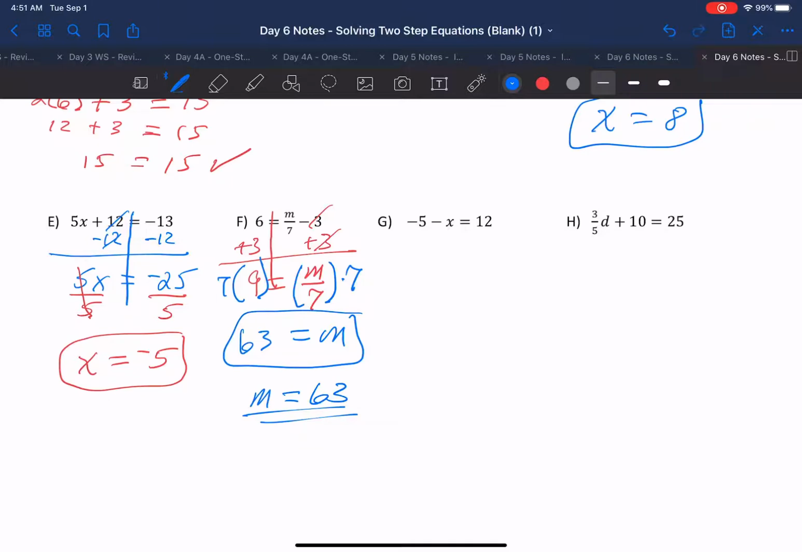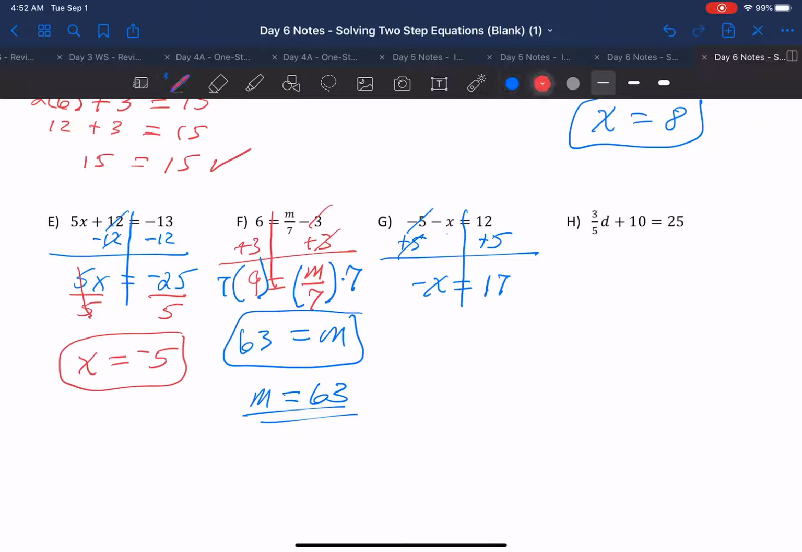All right. Okay. So here we go again. We're going to do one more. Negative 5 minus x equals 12. Well, we want to get x by itself, so we've got to get rid of negative 5. What's the opposite of negative 5? It's plus 5 and plus 5. I added the same thing to both sides. This is gone. Leaves me with negative x equals 17.